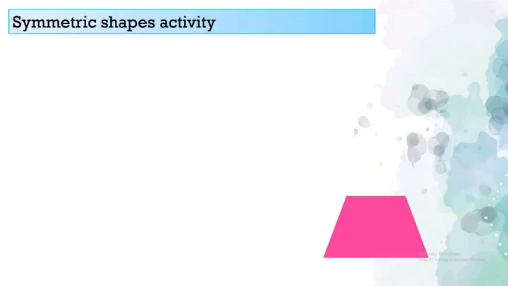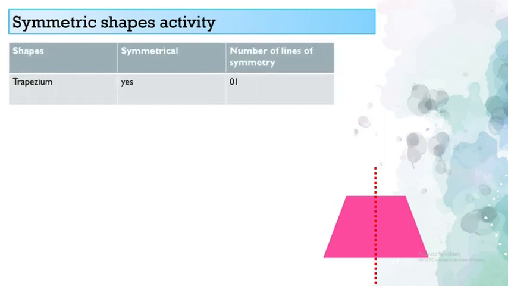Here is the image of a trapezium. We can divide a trapezium vertically. So a trapezium is an example of symmetrical shapes. It has only one line of symmetry.